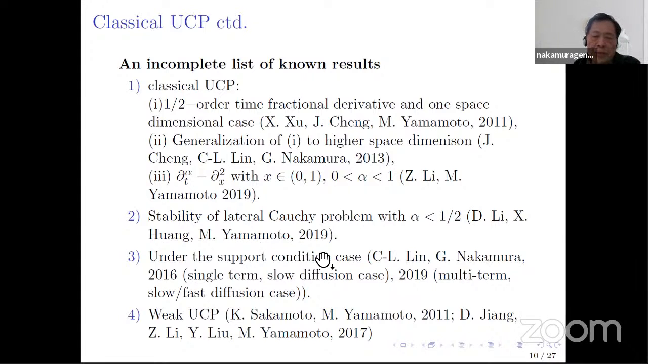Under the support condition case, Lin and myself gave the classical UCP for the single term slow diffusion case, which means that alpha is smaller than 1. And also for the multi-term slow and fast diffusion case, that is, alpha can be between 0 and 2. These were given by Lin and myself.